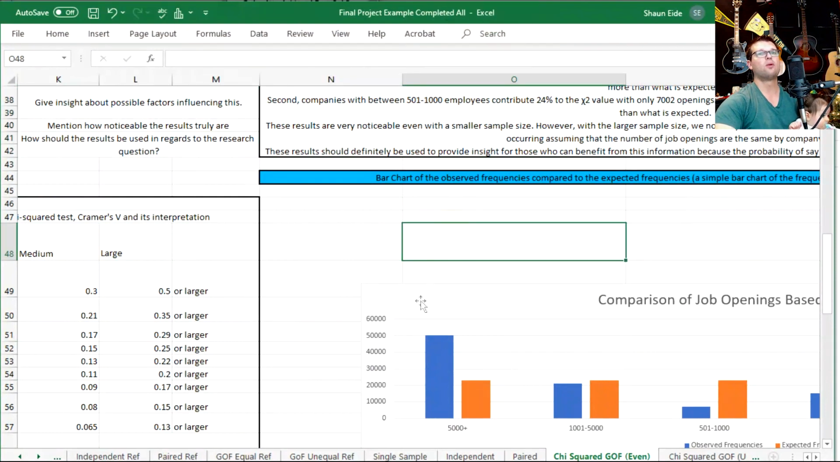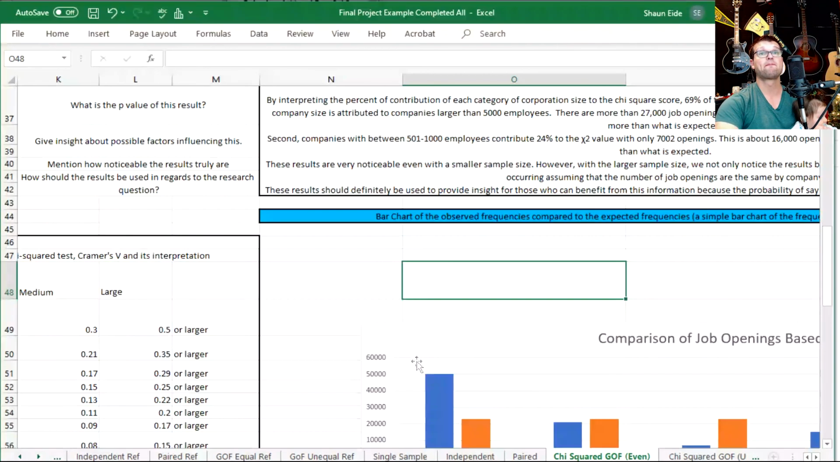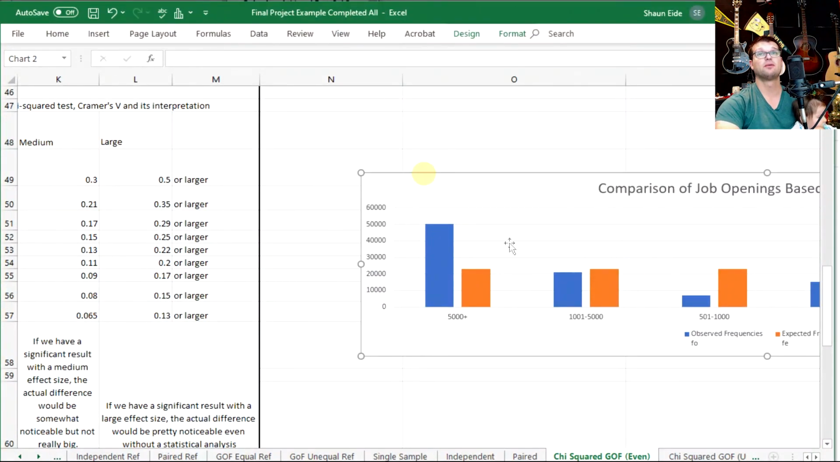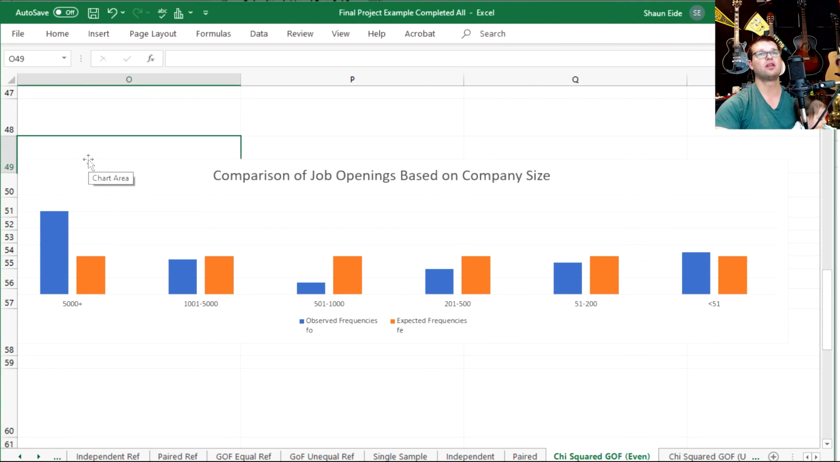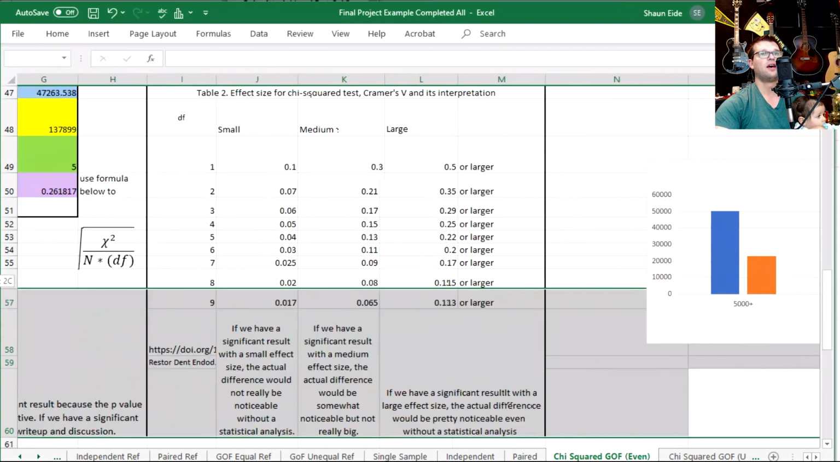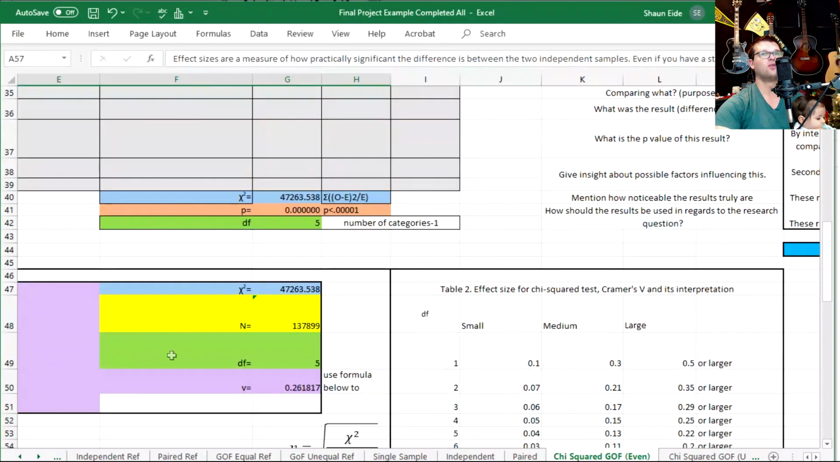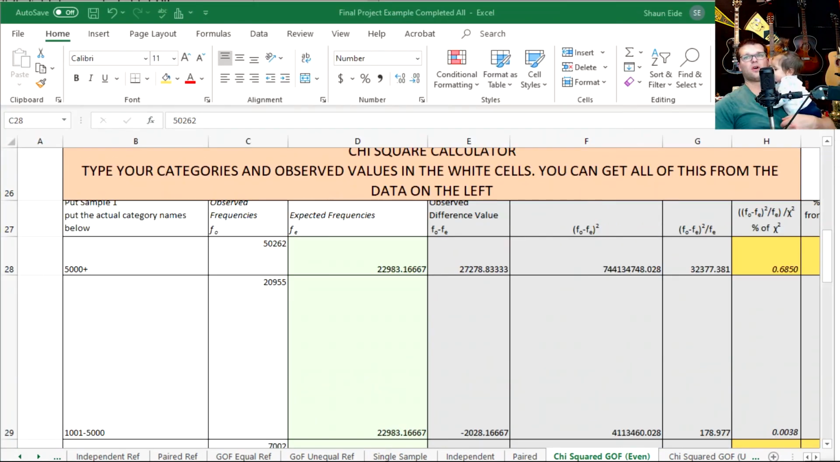One more thing that I forgot to mention is you do need to actually make a bar chart like this. This is a really beneficial bar chart. It shows you the difference between observed and expected. And frankly, this is one of the easiest things that you could possibly make, and I'm going to show you why. I don't say that just to give you a hard time, it really is not that bad at all.